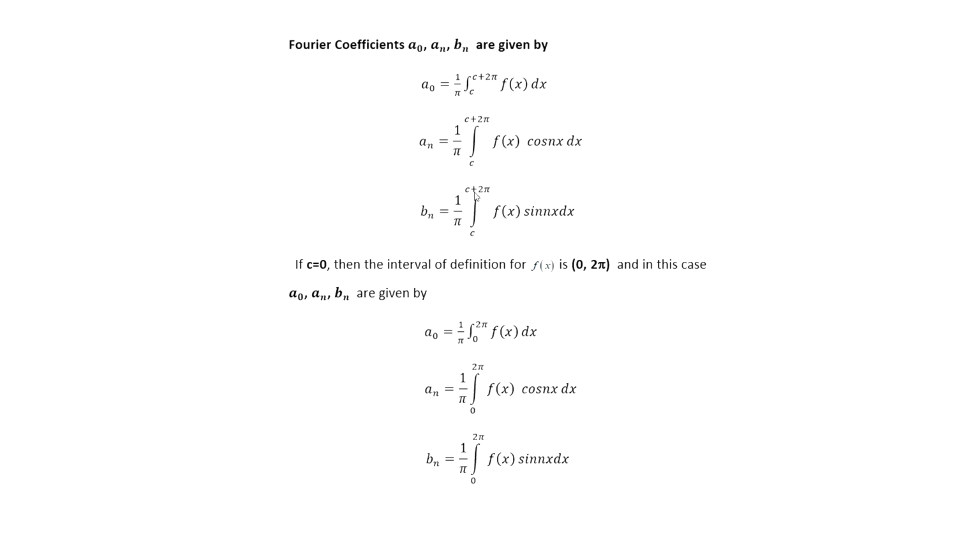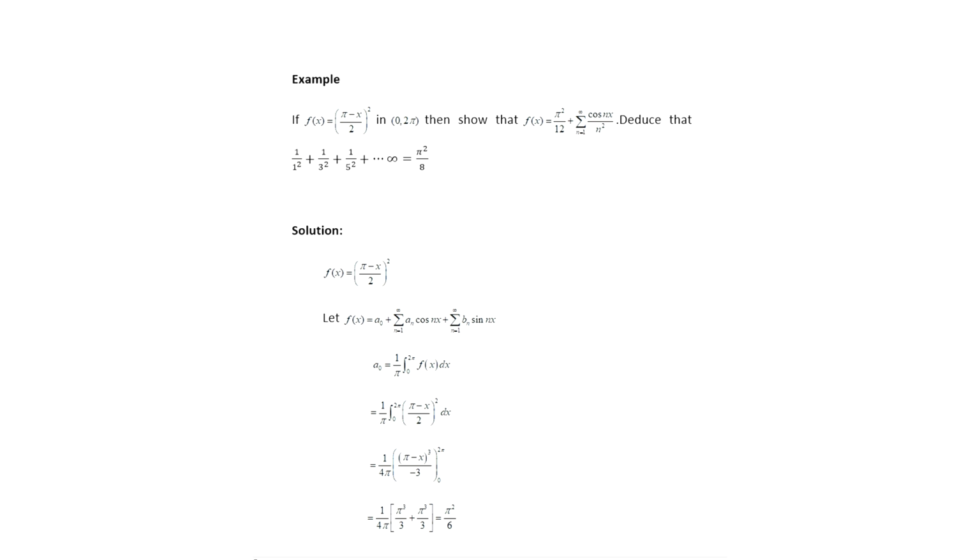If c equal to 0, then the interval of definition for f of x is 0 to 2 pi. And in this case, a0, an, bn are given by a0 equal to 1 by pi integral 0 to 2 pi f of x dx, an equal to 1 by pi integral 0 to 2 pi f of x cos nx dx, and bn equal to 1 by pi integral 0 to 2 pi f of x sin nx dx.